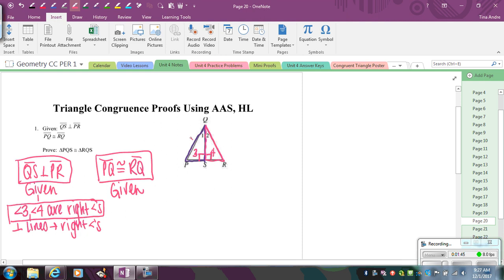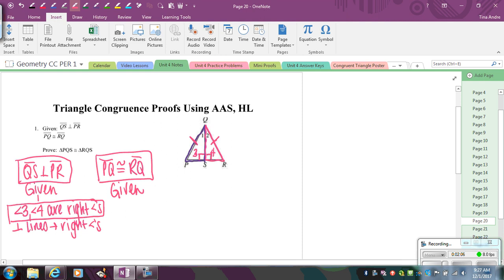And then it says PQ is congruent to RQ. So from there, the only thing that I really could say is that I have an isosceles triangle and then angles opposite those sides are congruent. So you could go that way with it. But for this one, I'm really just going to leave this as, okay, I have two congruent segments. I'm going to leave that.